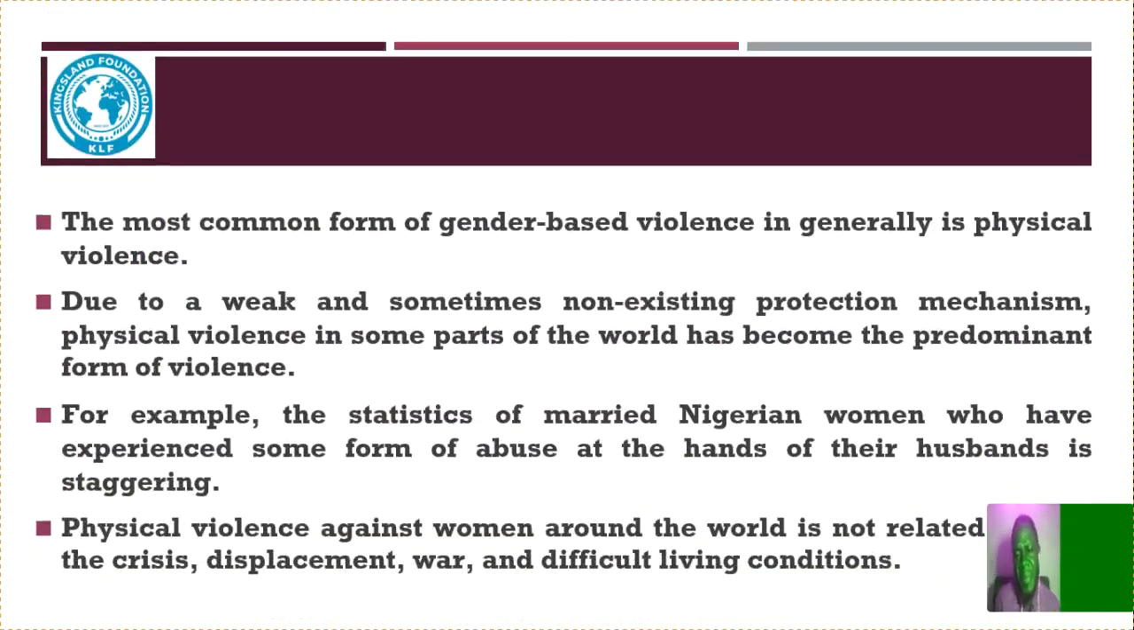The most common form of gender-based violence is generally physical violence. Due to the weak and sometimes non-existent protection mechanisms, physical violence in some parts of the world, like Nigeria, has become the predominant form of violence. For example, the statistics of married Nigerian women who have experienced some form of abuse at the hands of their husbands is staggering. Some of the reports we receive at our report desk about gender-based violence are staggering.